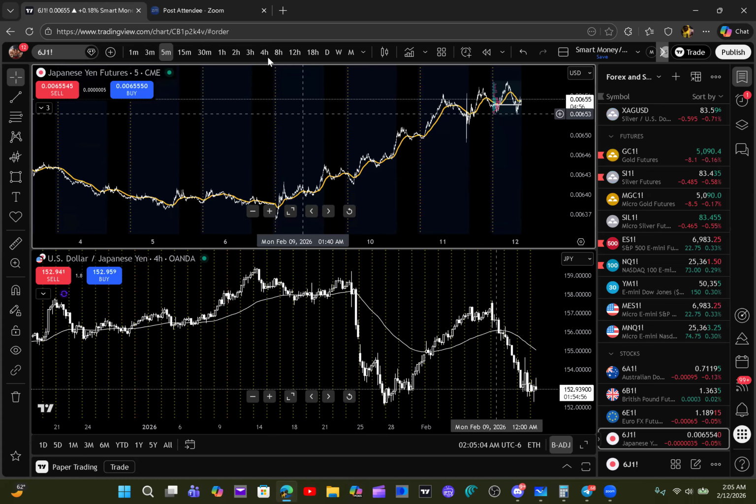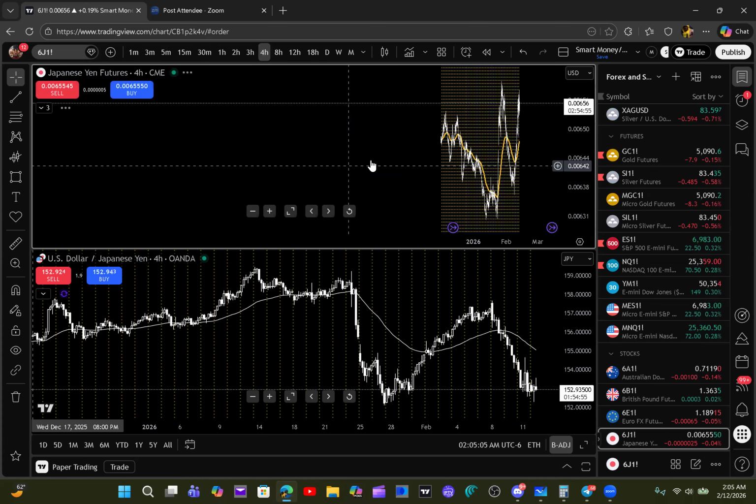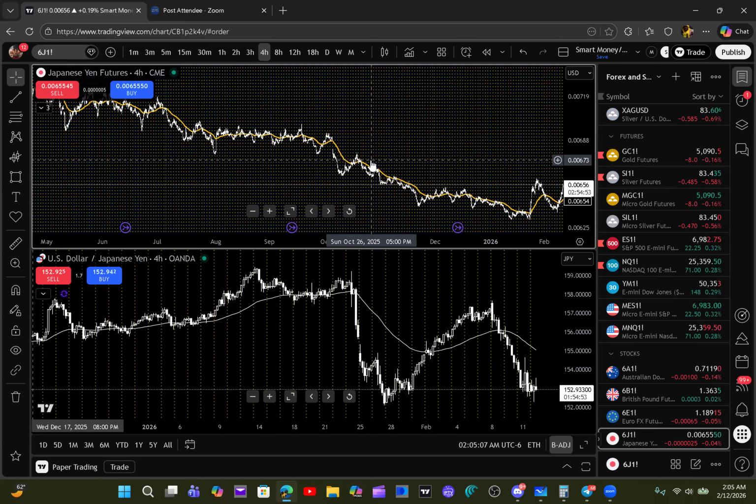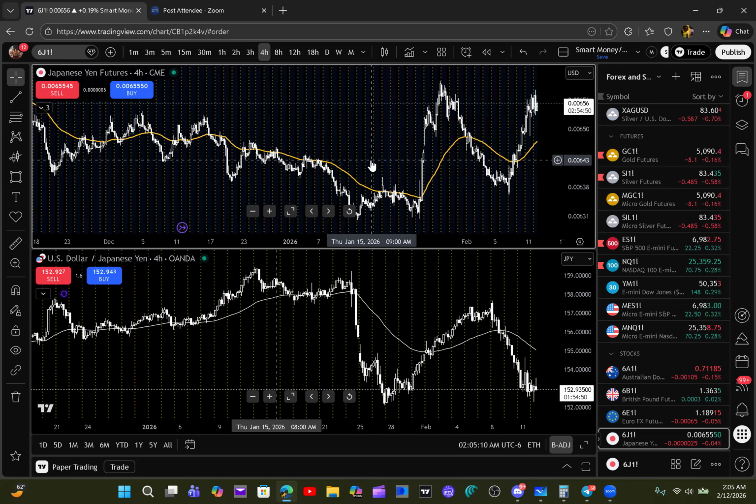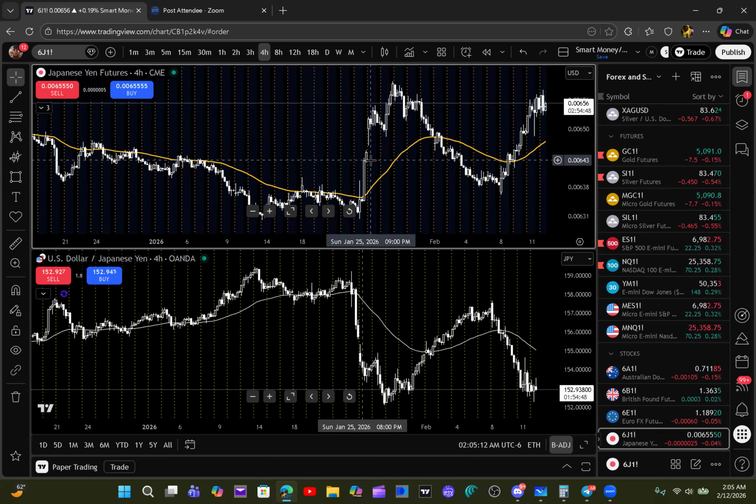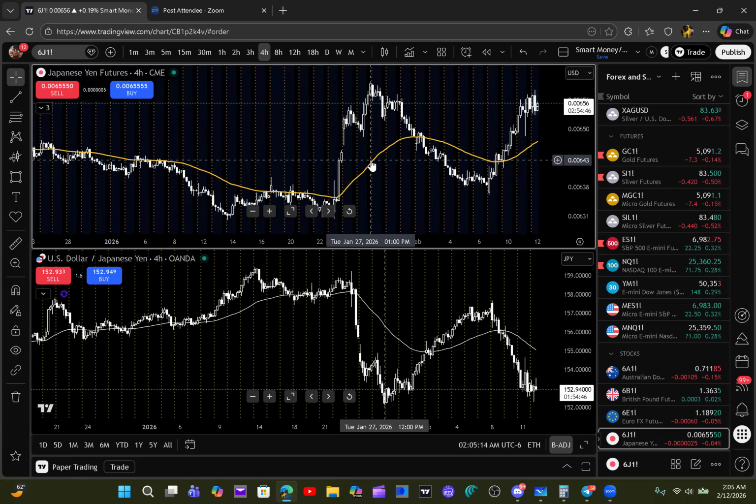Wait, one is on 5, one is on 4. There we go. Look, y'all see? Inverse. Precise inverse.